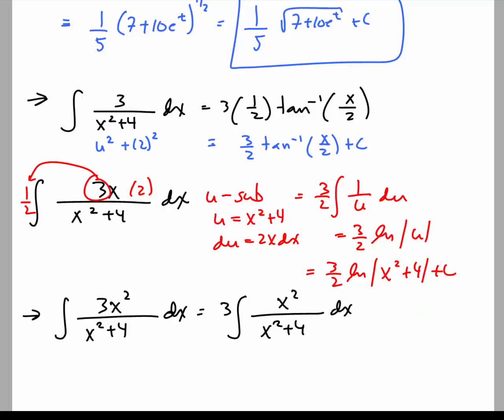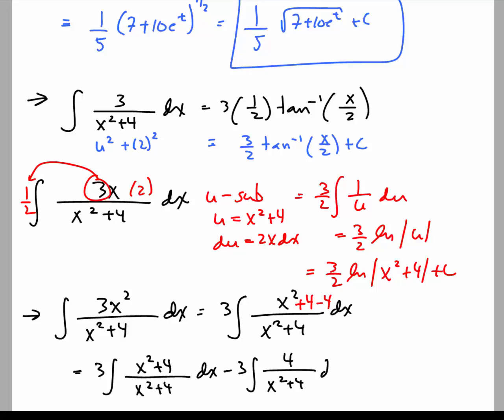I think on this one I could do that adding 0. So I could go plus 4 and then minus 4 and then separate these into two integrals. So this would be 3 integral x squared plus 4 over x squared plus 4 dx minus 3 integral 4 over x squared plus 4 dx. And then you can see from here it's pretty straightforward. Here I have another inverse tangent. And here this simplifies to 1. So the integral of 1 dx is what I'd have here.